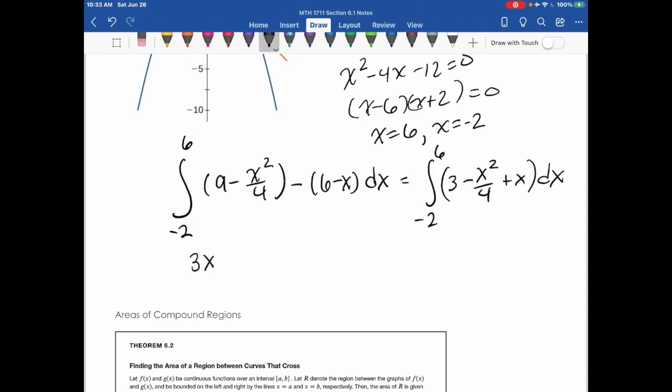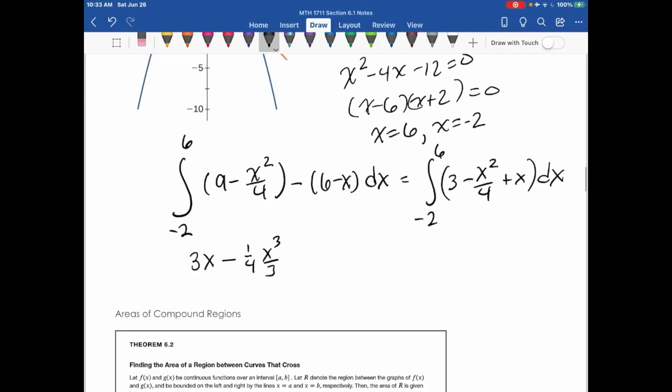Now, when I go ahead and find the antiderivative, the antiderivative of 3 is 3x. The antiderivative of x squared over 4 is going to be x to the third over 3 times 1/4, which I can rewrite, since I have a 4 and the 3 in the denominator, as 1/12 x to the third. When I find the antiderivative of x, that's going to give me x squared over 2. And I'm going to evaluate this from -2 to 6.